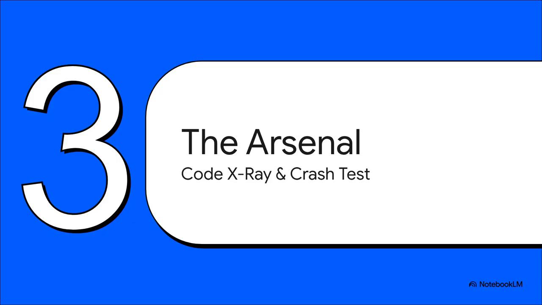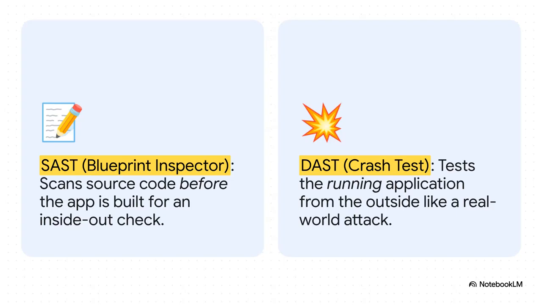So we know the threats. How do we actually find these flaws before the bad guys do? Well, defenders have a whole arsenal of tools that work kind of like an X-ray machine and a crash test dummy for their code. The two main methods are called SAST and DAST.